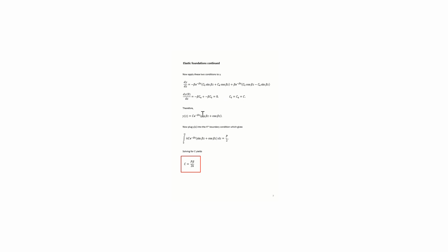And now I can plug this in, and my equation looks like this, and I can apply this last condition that we came to on the previous page, and we can see that C is going to be equal to P beta over 2K. And this becomes a critical equation. We'll actually use this coefficient quite a bit in some equations that will be coming shortly.